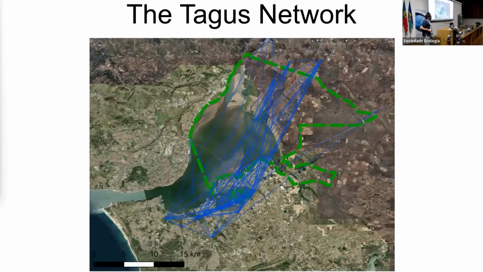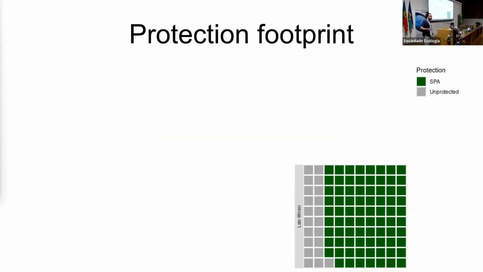And this builds up a large network that looks like this. And then we can use that to answer some questions. So to what extent is our marked population of godwits protected by this protected area? But overall, the statistics look quite good. So about 80% of these birds are using the protected area.